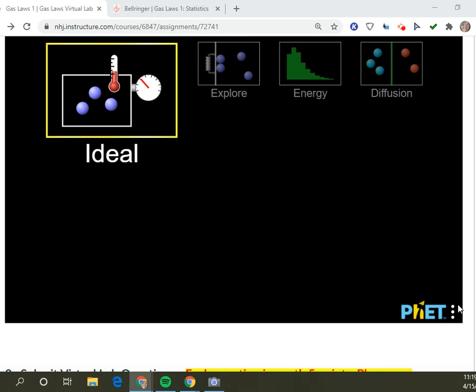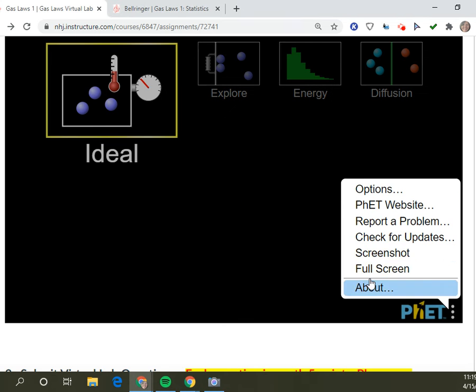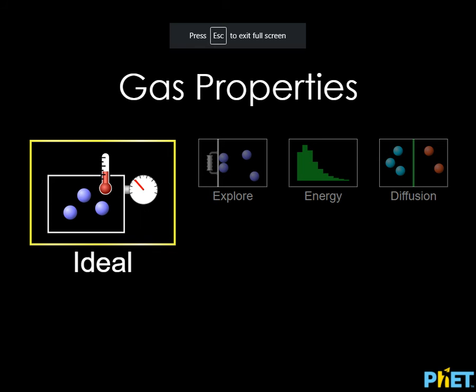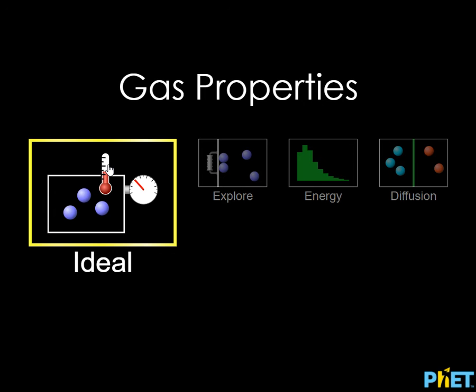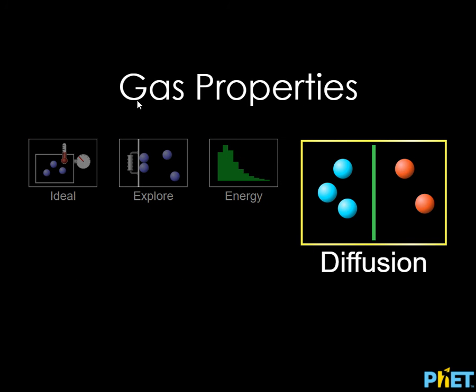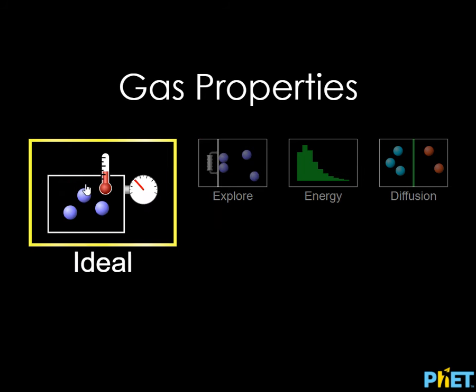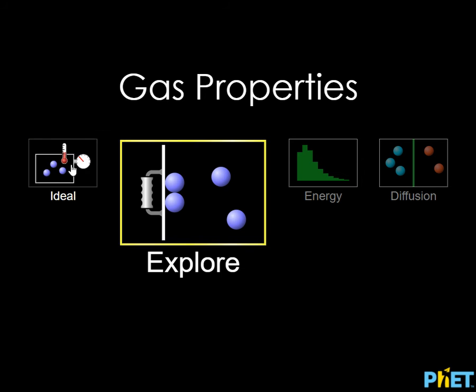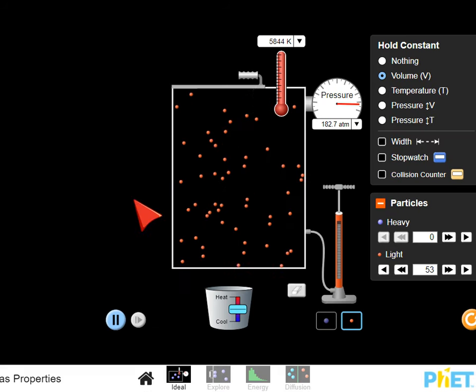I'm going to go ahead and put mine full screen so that we can see it a little bit better. And all right, so whenever you come to one of these virtual labs, you want to make sure that you check it out. Make sure that you understand what the virtual lab is doing. So here we have an ideal, an explore, energy, and diffusion. We're going to be looking basically at ideal, energy, and diffusion. And to start with, we could use the explore. The explore and ideal are very similar, but I'm just going to start there.